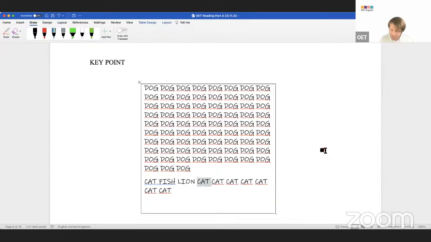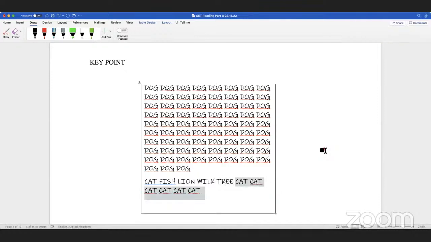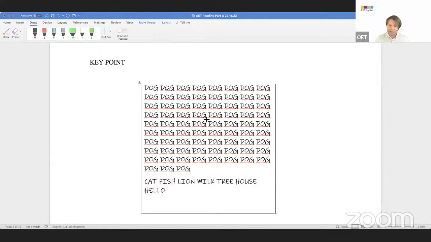Okay, I'm going to change. I'm going to make it even worse, though. Now we're going to have milk, tree, house. Now the dog is the main. Dog. Piece of advice. Let me give you some advice. In this situation, in OET, that's your main idea, right? And you write that down.